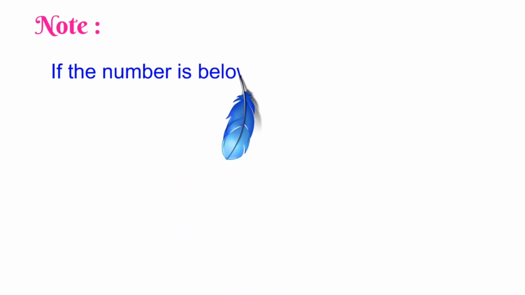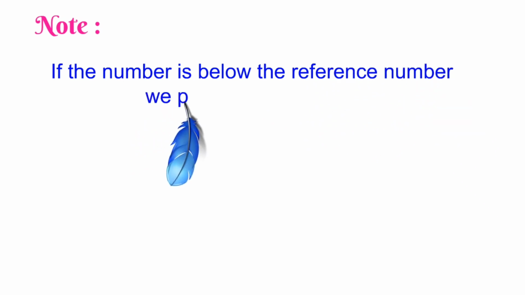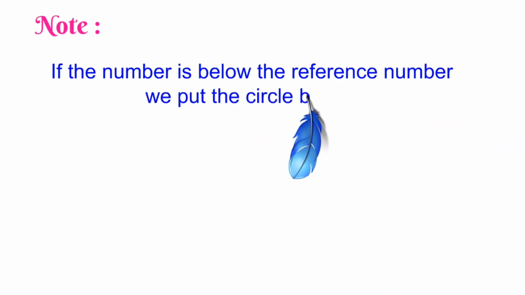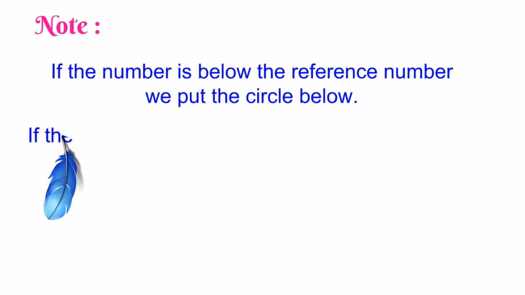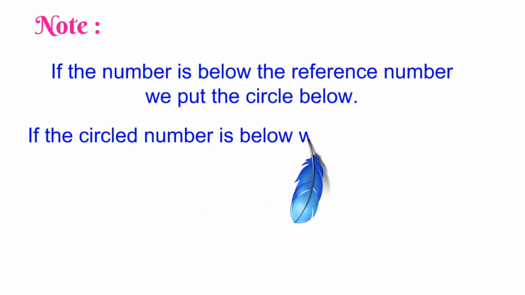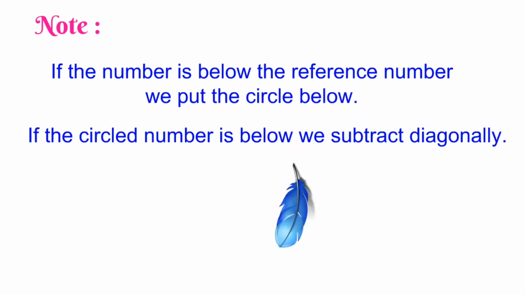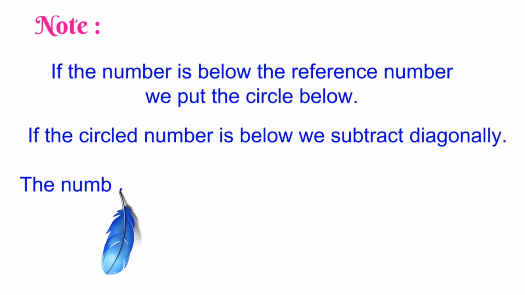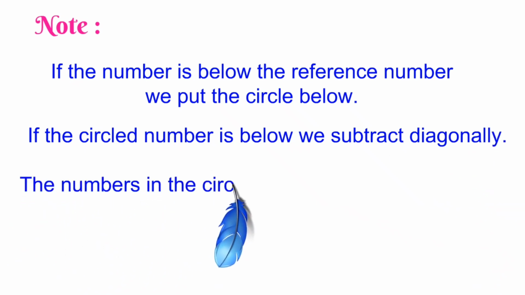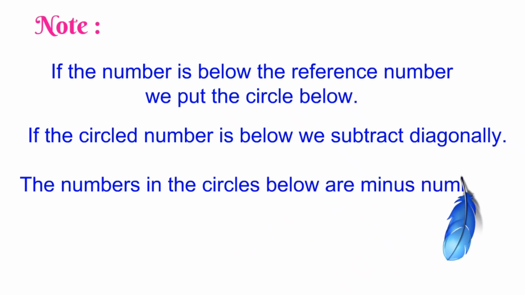Another note, if the numbers are below the reference number, we put the circles below. If the circled numbers are below, we subtract diagonally. The numbers in the circle below are minus numbers.